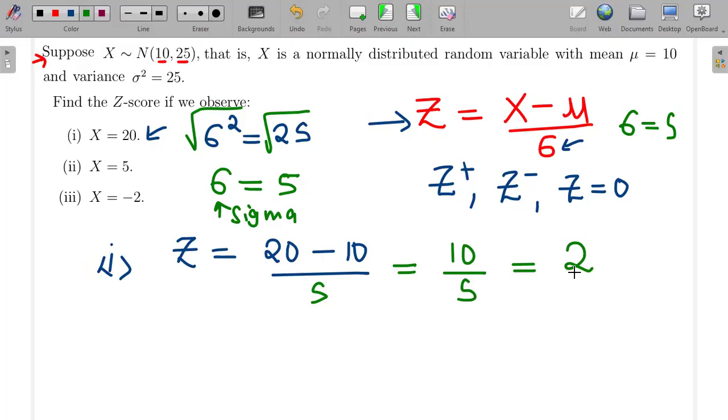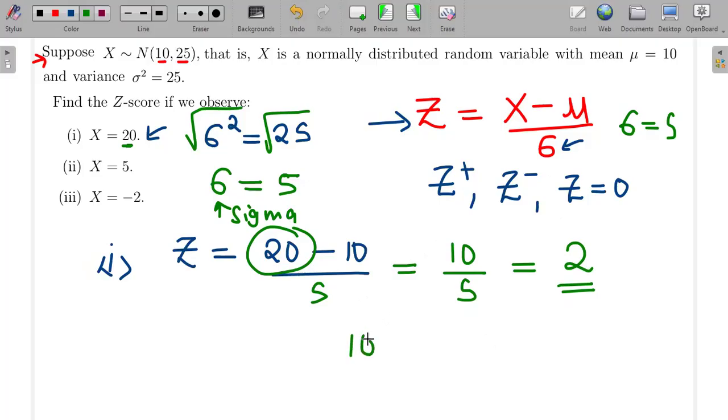Now remember what we said: if we have a positive z-score, then our observed value is above the mean. The observed value is 20 and the mean is 10, so you can see that it is above the mean. Remember, the z-score tells us how many standard deviations an observed value is above or below the mean. The z-score is 2 here, meaning this observed value, 20, is 2 standard deviations above the mean.